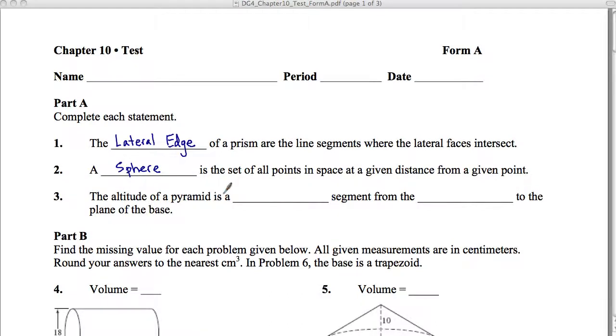3, the altitude of a pyramid is a perpendicular segment from the vertex to the plane of the base. Alright, on to our next ones.